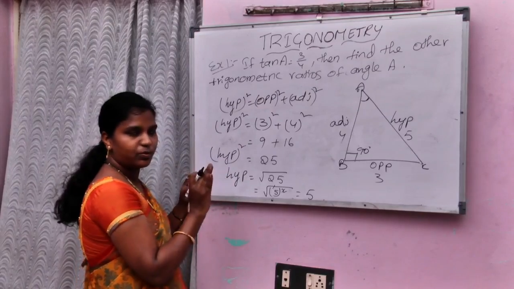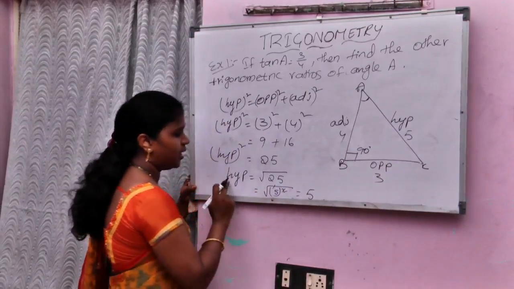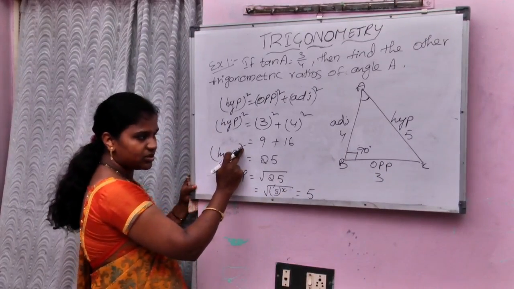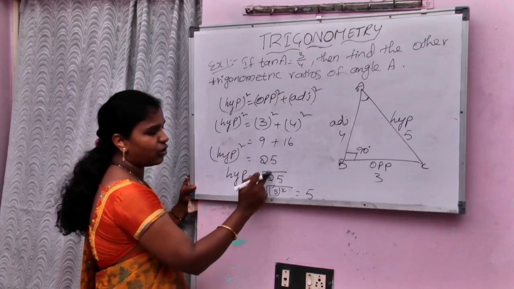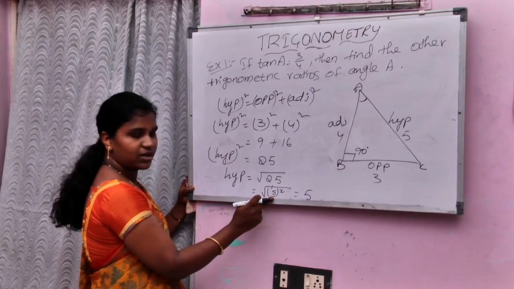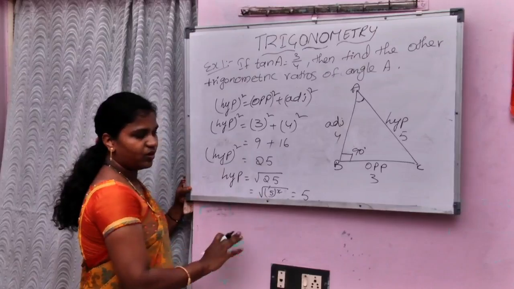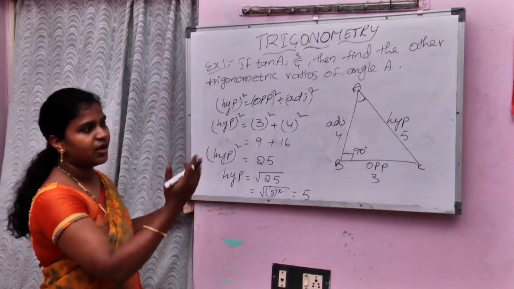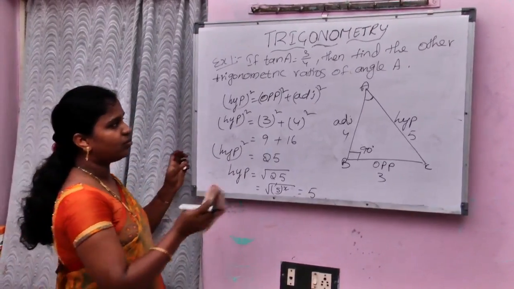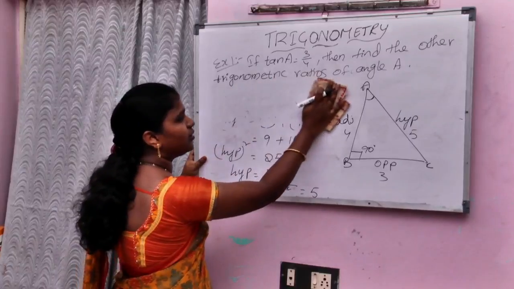I just want the hypotenuse value. So hypotenuse is, if I remove the square here, the root comes here. So root of 25. 25 can be written as 5 square. So square and root will be cancelled, that is 5. We got the other side. Now what we have to do? We have to find the other trigonometric ratios.